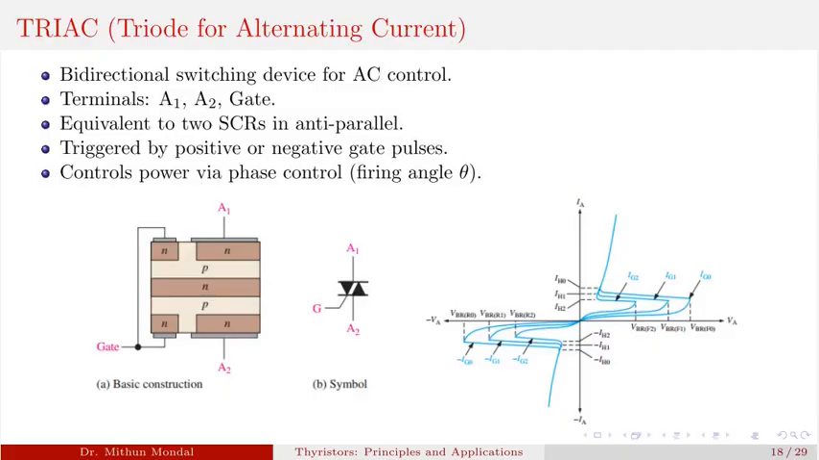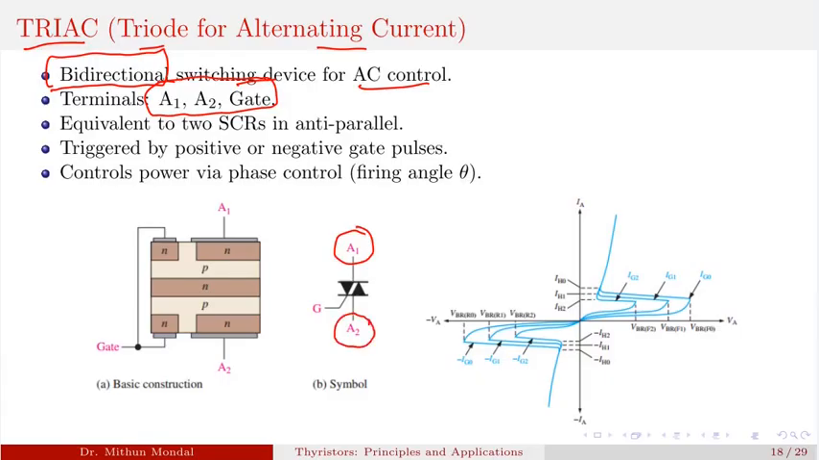The other thyristor family, the most famous one, is the Triac, which is the triode for alternating current. So apart from SCR, the Triac is used for power control. These are basically bidirectional switching devices. So SCR was unidirectional, Triac is bidirectional, and it is used for AC control. There are 3 terminals, the terminal A1, A2 and gate. Note here, we are not using anode and cathode. We are basically using the terminal names A1, A2, and in some books they write MT1, MT2, meaning main terminal 1 or main terminal 2.